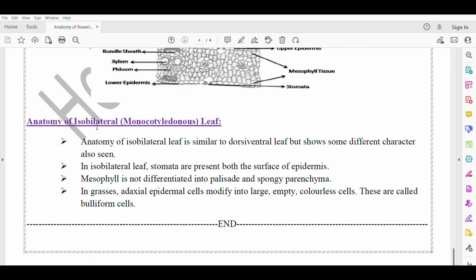Anatomy of isobilateral leaf. Anatomy of isobilateral leaf is similar to dorsiventral leaf but some different characters are also seen. In isobilateral leaf, stomata are present on both surfaces of the epidermis. Mesophyll is not differentiated into palisade and spongy parenchyma. In grasses, adaxial epidermal cells modify into large empty colorless cells. These are called bulliform cells.